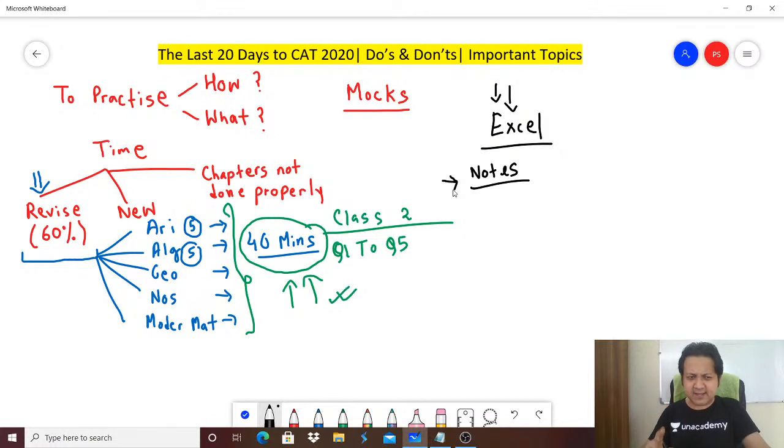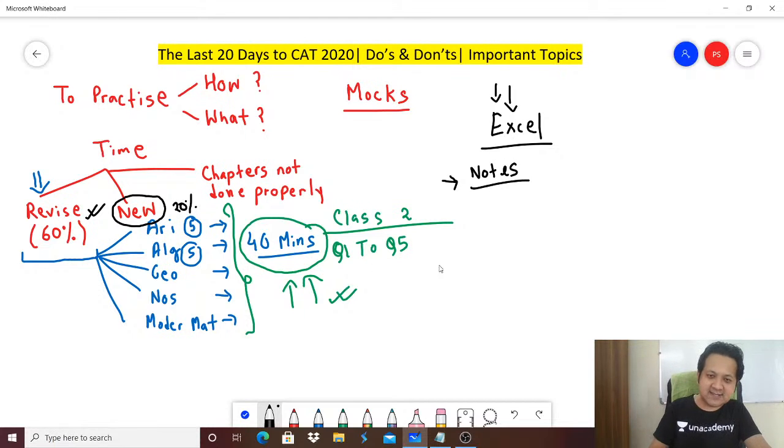The next part is the revision. Revision is 60% of your time. Next part is new. Now 20% of each of the remaining 25 odd days, 20% of your time should be focused on solving something new.